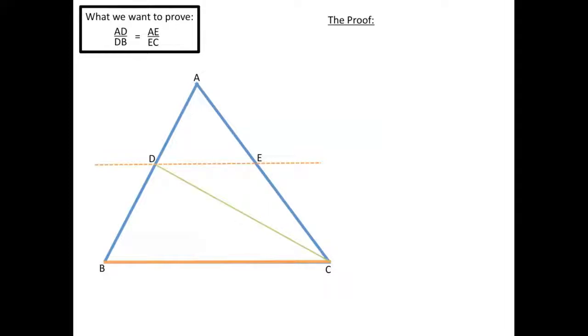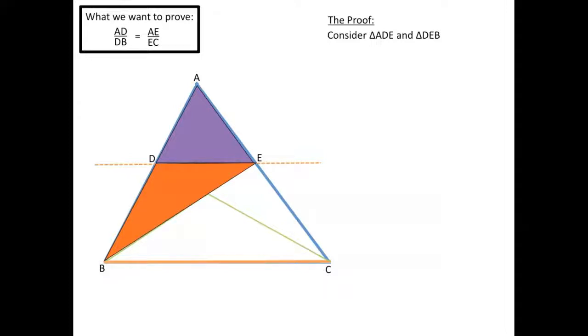So first thing I'm going to do is draw a line from C to D and B to E. Once I did this, I'm going to consider triangle ADE and triangle DEB. So triangle ADE is this one, and triangle DEB is this one. And if you've noticed, they actually share the same height, which is denoted by the white line. So I can say that the area of triangle ADE is equal to half times AD times the height, which is denoted by the white line.